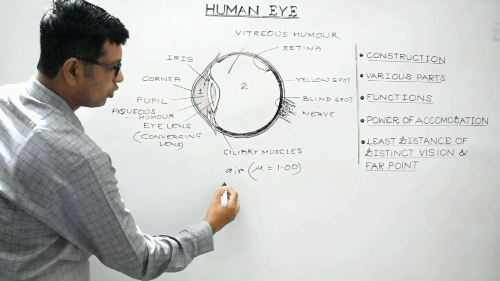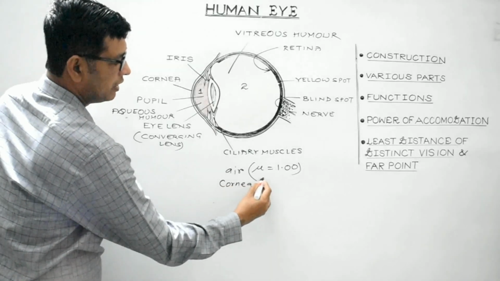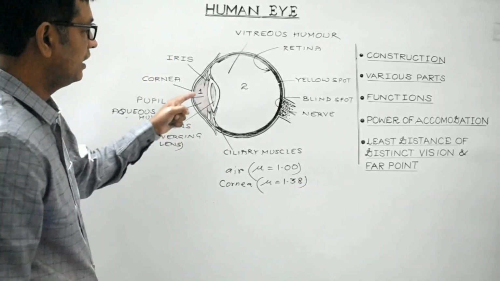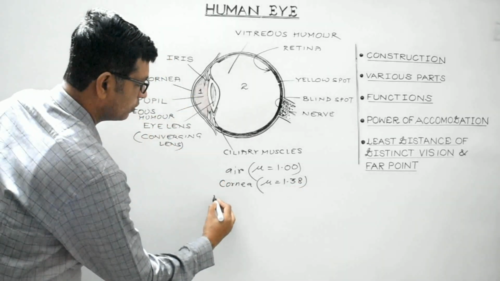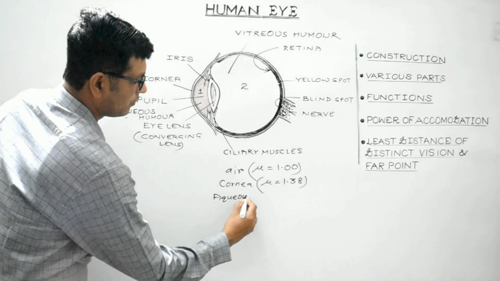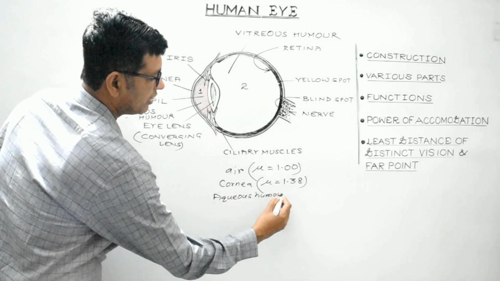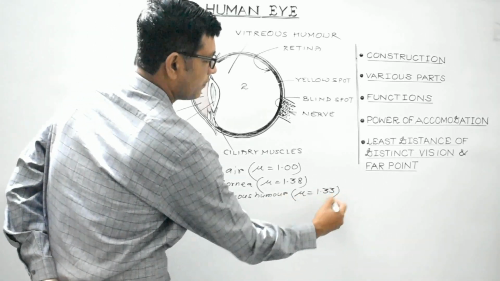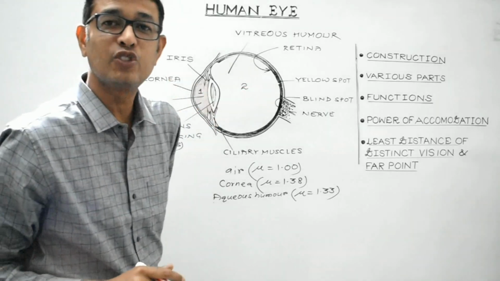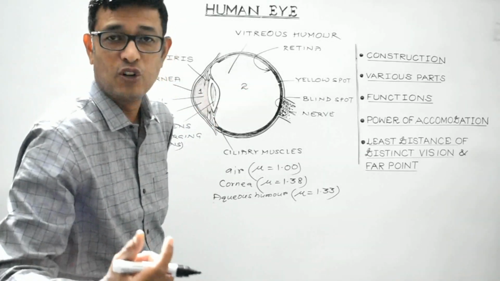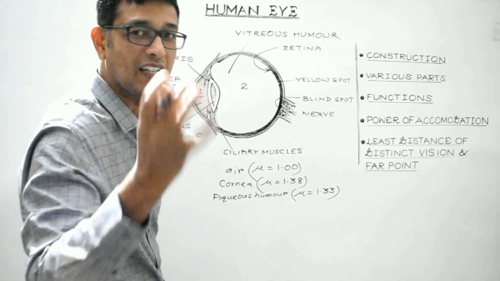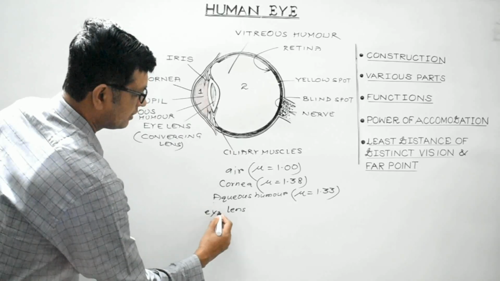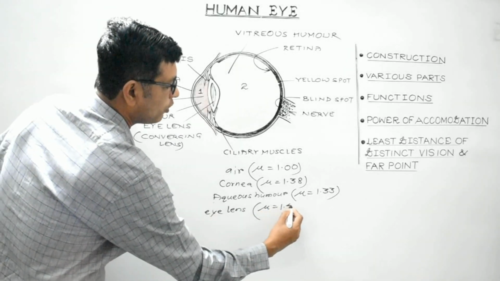Then it passes through the cornea. Its refractive index is 1.38. Then it goes through this aqueous humor, which I have already stated, it's a watery liquid. Its refractive index is about 1.33. Then it passes through the converging lens, which I have told you, it's made up of microscopic glassy fibers. So, the eye lens, its refractive index is 1.4.